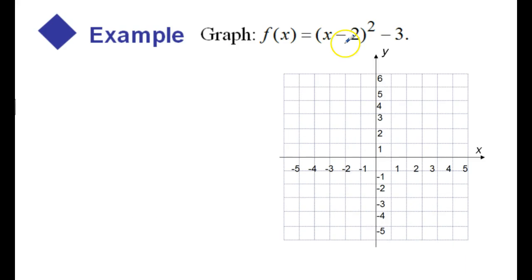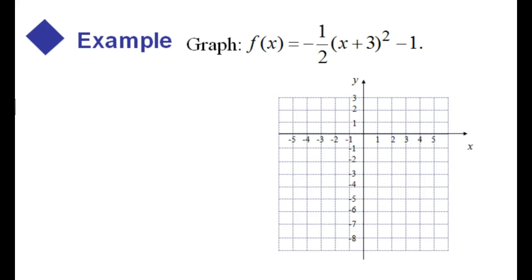So for this one, I'm going to move 2 units to the right and 3 units down. Remember, whenever you see these parentheses, go the opposite direction. So 2 right and 3 down is the vertex. And since the value of a is 1, I'm going to go over 1 up 1, have symmetry, and then over 2 up 4. Over 2 up 4. And that's how the author does it as well.